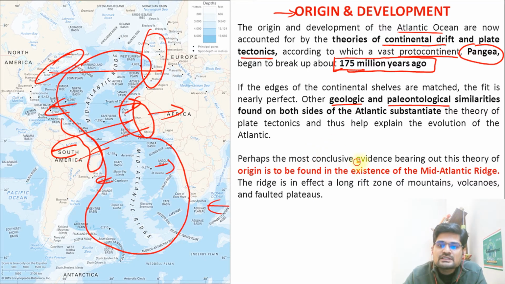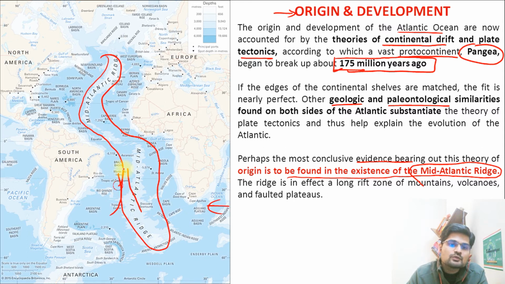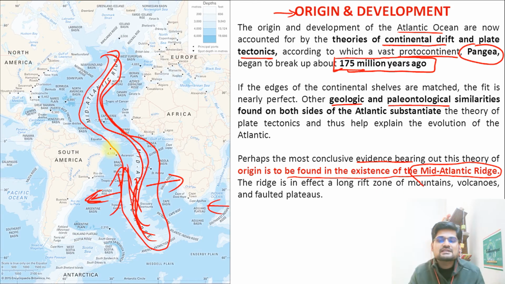And perhaps the most conclusive evidence bearing out this history is to be found in the existence of the mid-Atlantic ridge. Now remember, in this middle segment, the mid-Atlantic ridge is the best thing that we can understand as evidence that this ridge formation is due to material coming from the upper mantle to the crust, which is deposited as a ridge line. So it means that material is coming out and going away, and in between a void is created which is filled by the magma coming out. So this is the best evidence for this theory, that is continental drift and plate tectonics.